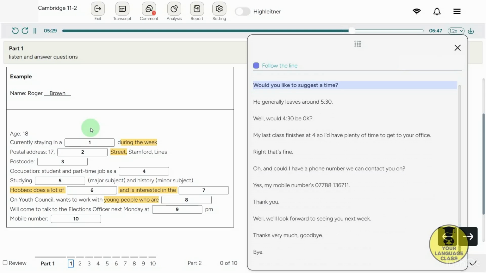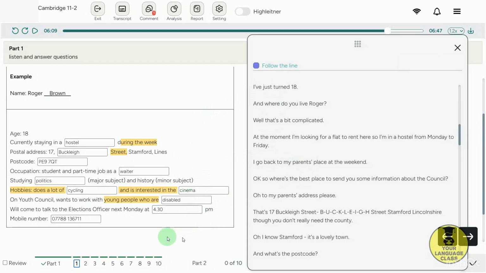Would you like to suggest a time? He generally leaves around 5:30. Well, would 4:30 be okay? My last class finishes at 4, so I'd have plenty of time to get to your office. Right, that's fine. Oh, and could I have a phone number we can contact you on? Yes, my mobile number's 07788 136 711. Thank you. Well, we'll look forward to seeing you next week. Thanks very much. Goodbye. Bye.